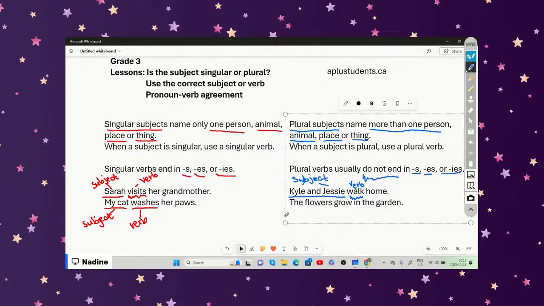And then we have another one, which is the flowers. The flowers. This is our subject that we are talking about. They grow in the garden. So what do the flowers do? They grow. So this is our verb. And as we can see, once again, there is no S, no ES or IES that is added to that verb.